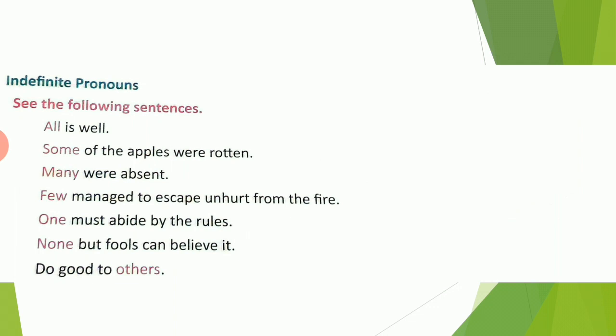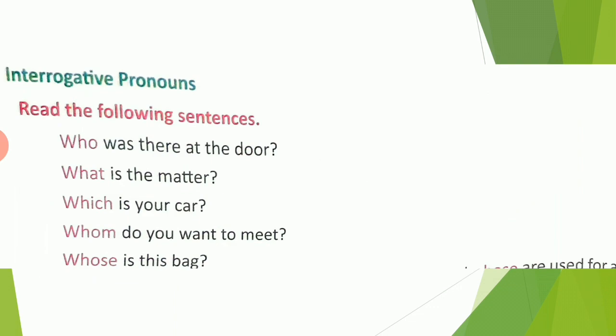Do good to others. Now, in these sentences, the pronouns all, some, many, few, one, none, others refer to persons or things in a general way. They do not refer to any particular person or thing. So, such pronouns are called indefinite pronouns.